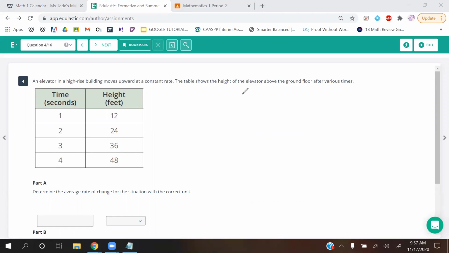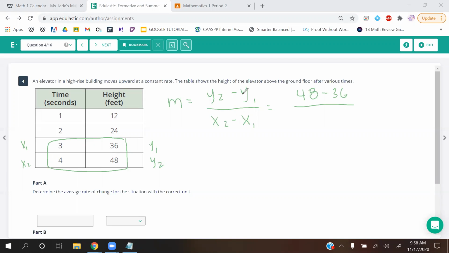Okay, so the rate of change is the slope. So we're going to pick any 2 points. I'm just going to choose those 2 because why not? And remember the slope formula, y2 minus y1 over x2 minus x1. So this one would be your y2, this is your y1, this is your x2, this is your x1. We're going to do 48 minus 36 over 4 minus 3. Literally the same thing that we just used in the last problem.